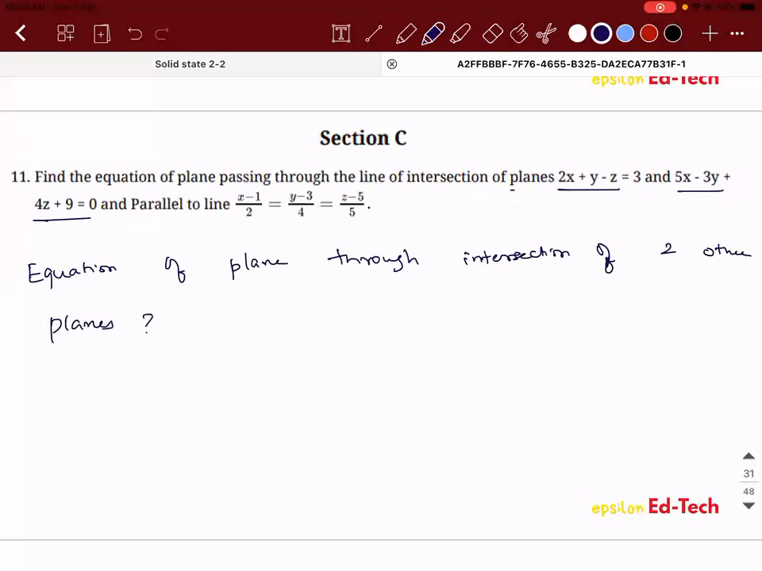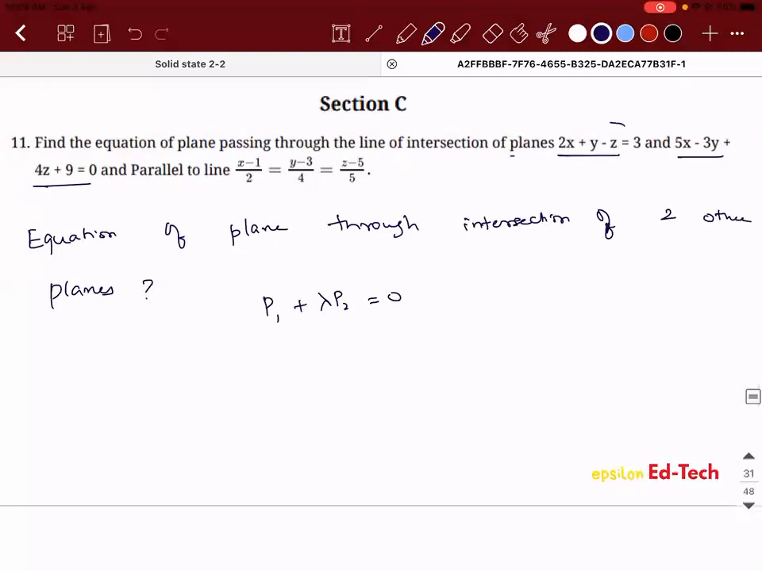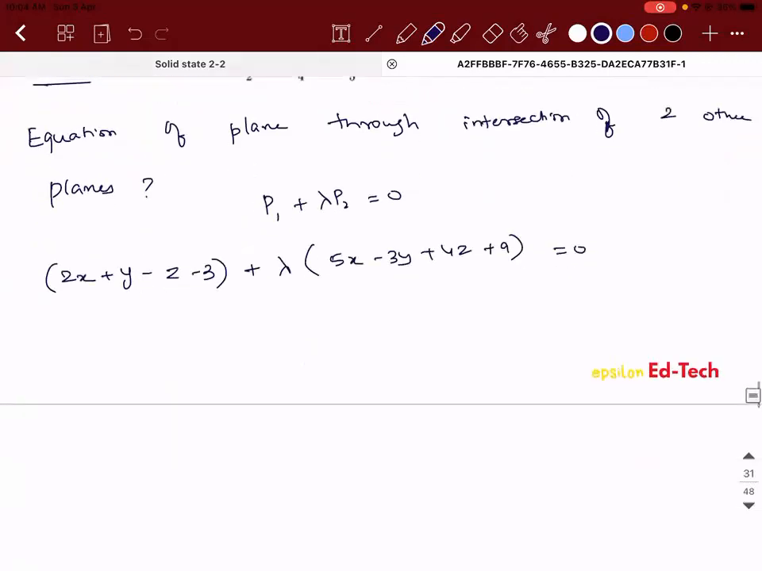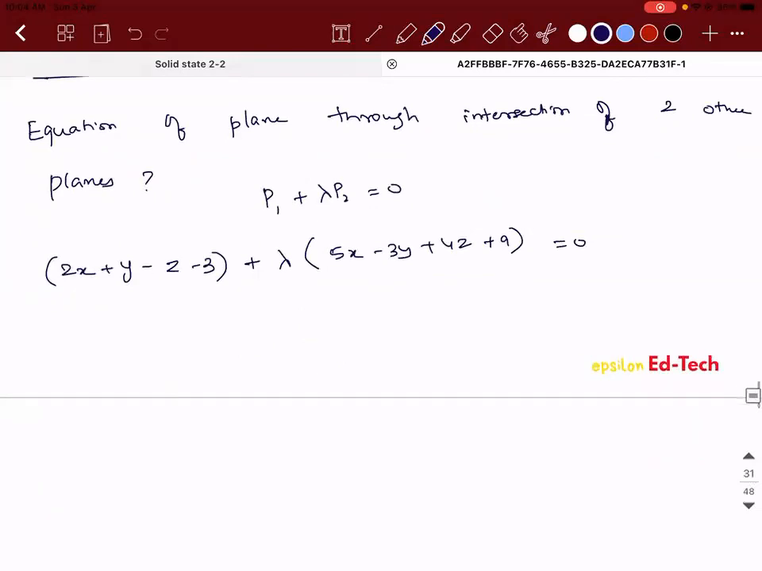It is P1 plus lambda P2 is equal to 0. So they have given the plane equation. So 2x plus y minus z minus 3 plus lambda times 5x plus 3y plus 4z plus 9 is equal to 0. Right. So what will be the equation of the new plane?